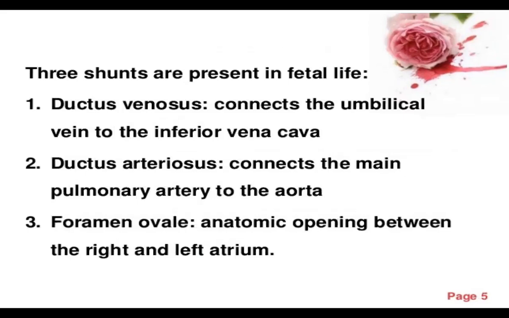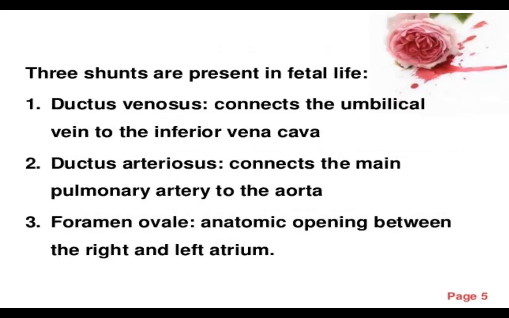And there are three important shunts which are present in the fetal life: the ductus venosus, ductus arteriosus, and the foramen ovale. So ductus venosus, what is it? It connects the umbilical vein to the inferior vena cava. That is from the word venosus, a communication between two veins, and which veins? The umbilical vein and the inferior vena cava.